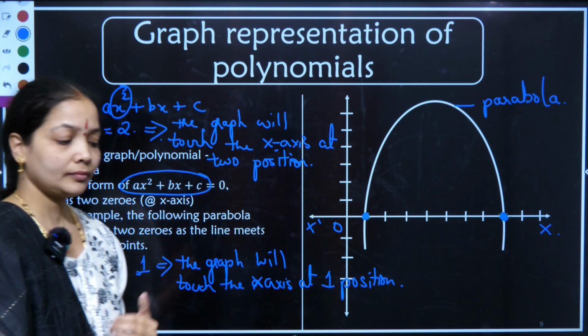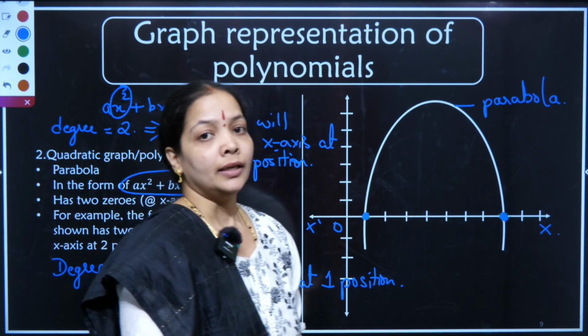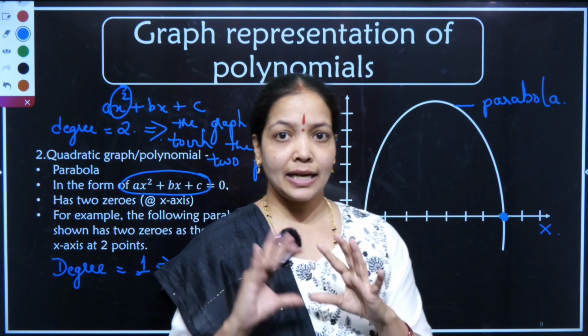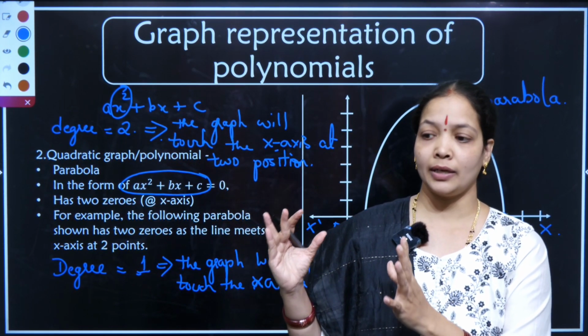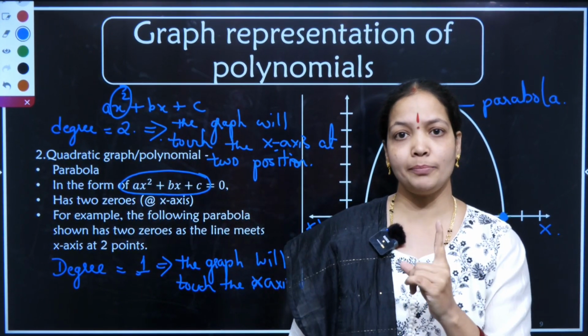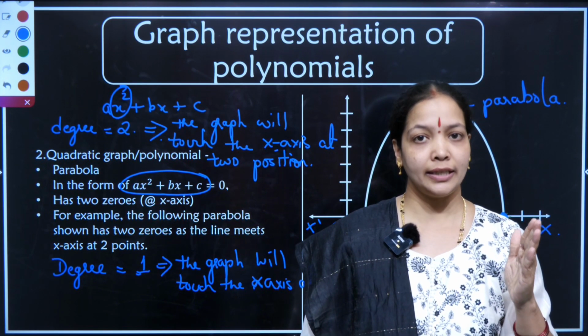So now, by now at least, you should be able to analyze any graph specified to us. If it is touching the x-axis at one position, what is the nature of the equation?